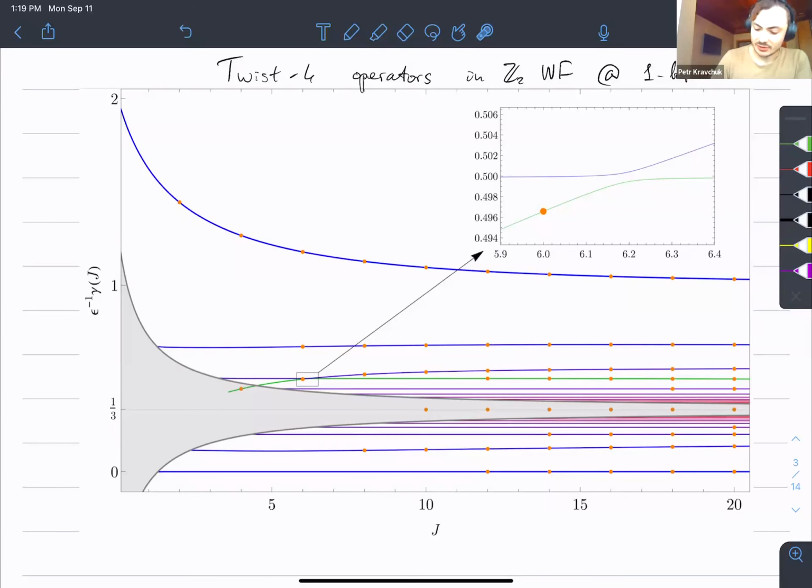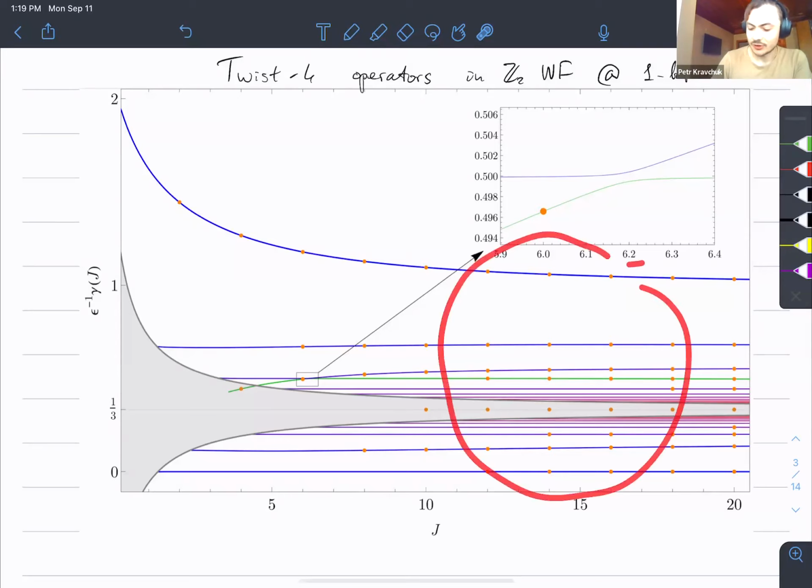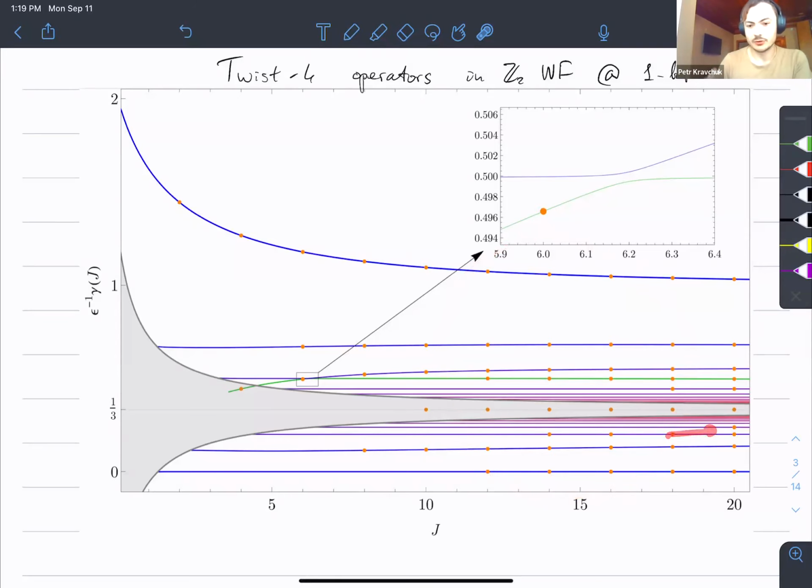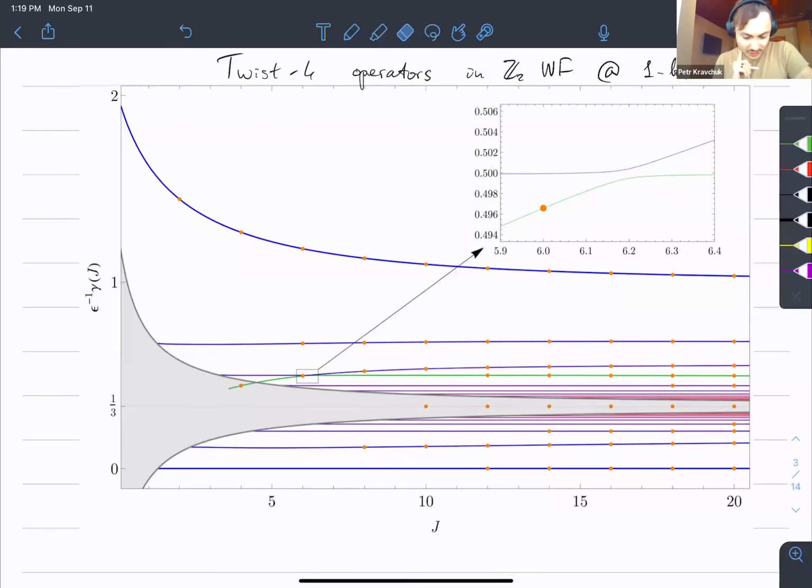This is a lot of operators, and as you go further to the right, their number is growing and growing. This is a nontrivial example where you can see that this seems to be true, that even though these operators are built out of 4 fields phi, you can still track them down to some double twist trajectories of lower operators, even down to low spin.